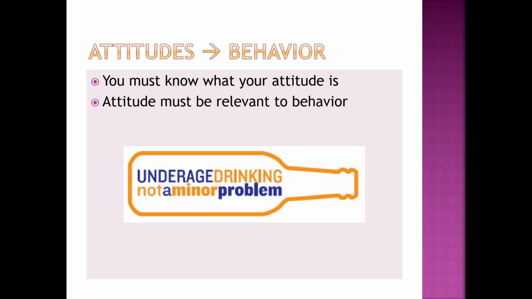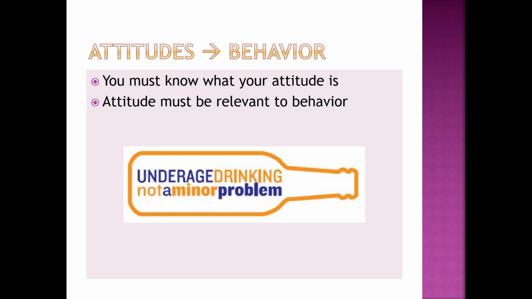Now, if you do know what your attitude is, the attitude needs to be relevant to the behavior. It needs to matter for that behavior. So if you have an attitude, let's say, where you are a vegan and you're deciding whether to eat at a particular restaurant or not, it probably really does matter to you. It probably is relevant to the behavior, whether that restaurant serves animal products. If, on the other hand, you're an omnivore and you're not concerned about that, that part isn't going to be really relevant to your behavior.